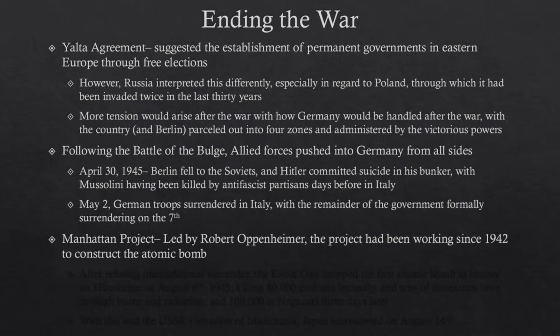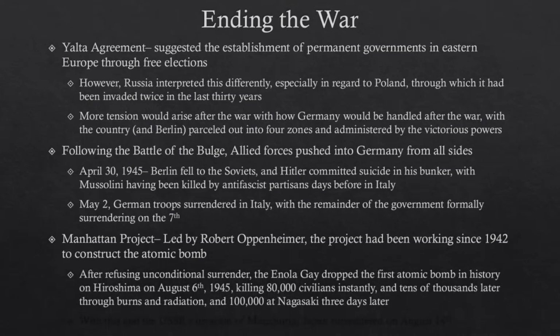Yeah, the Manhattan Project was led by Robert Oppenheimer. Japan refused unconditional surrender because it would have also meant they had to get rid of their emperor. And even though he was basically just a figurehead, like the British monarch, but we can't let anybody else have a monarch. The Enola Gay dropped the first atomic bomb on Hiroshima, August 6, 1945, killing 80,000 civilians instantly and tens of thousands more later on through injury and radiation. And 100,000 at Nagasaki 3 days later when that wasn't enough.